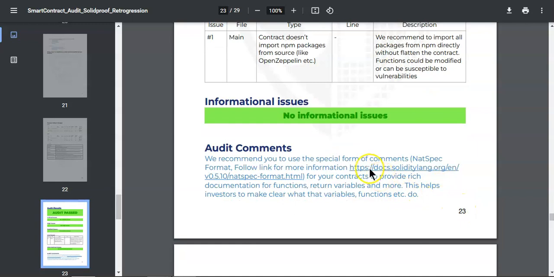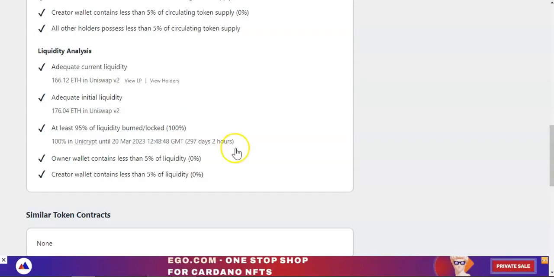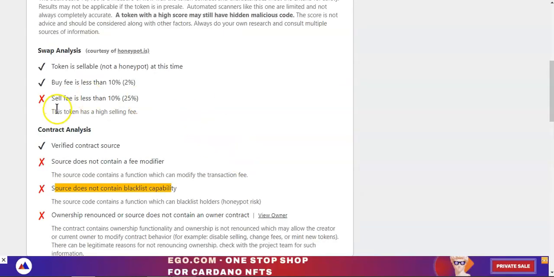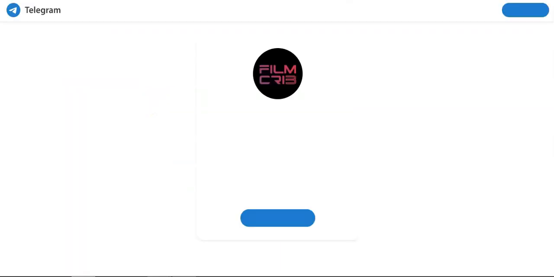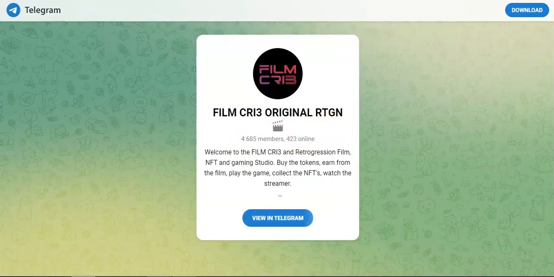Okay, but other than that, everything looks clean. Like I said to you, the project is still under development, but it has an audit. Okay, there is no backdoors. That's a really, really good thing. And token sniffer looks good. Okay, guys, like I said to you, this 25% fee eventually will go down. So the TG group, they have about 4,600 members, currently 423 online.